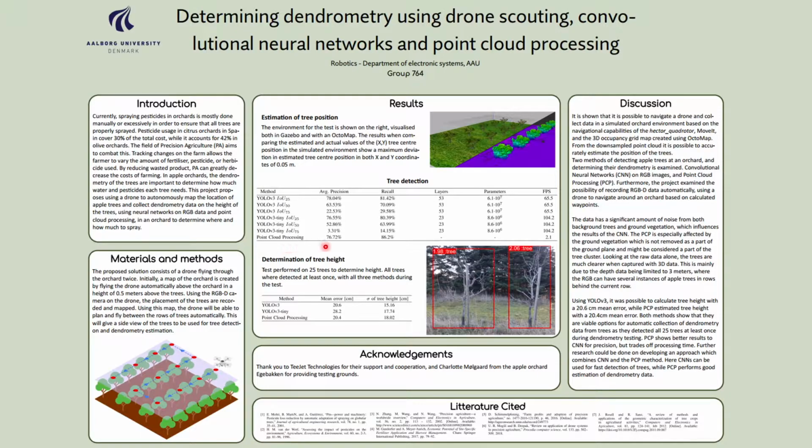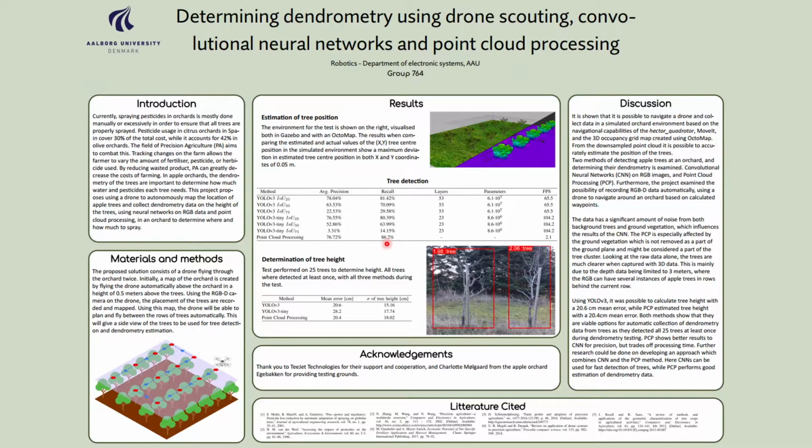As can be seen in the table here in the middle, the YOLOv3 architecture and the point cloud processing method proved to have the best results. Here the YOLOv3 with an intersection over union of 25 showed 78.04% average precision, while the recall was 81.42%. For the point cloud processing method, the average precision was 76.72%, while the recall was 86.2%.